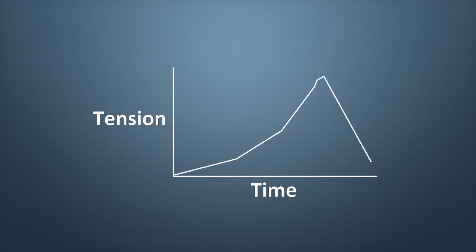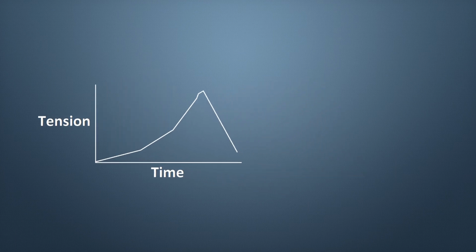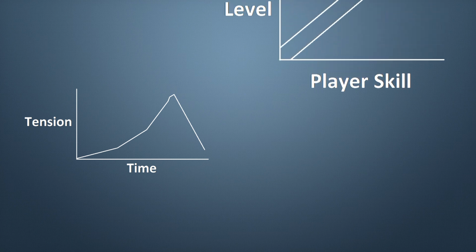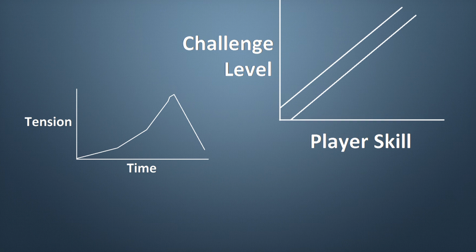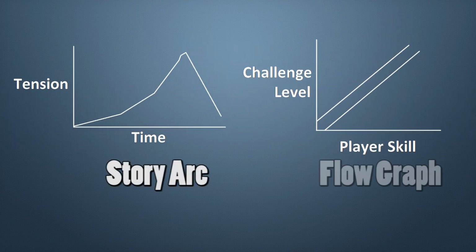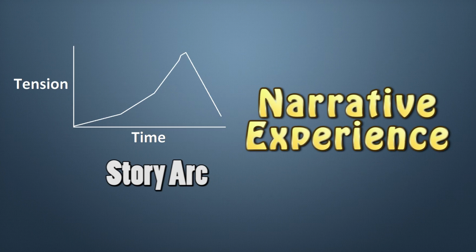Now, what does any of this have to do with games? Well, if you're looking at this graph, you might notice that maybe it looks really similar to something we talked about. Did you get it? Is it flowing through your head right now? So yeah, the story arc and the flow graph are similar in nature because they are in essence describing the user's engagement with their experience. The flow graph displays the user's engagement with the gameplay, while the story arc displays their engagement with the story.